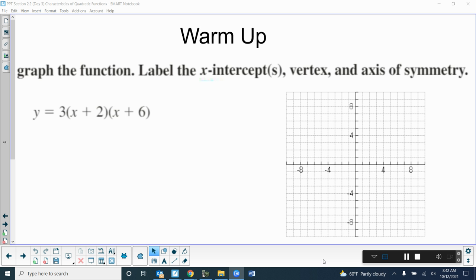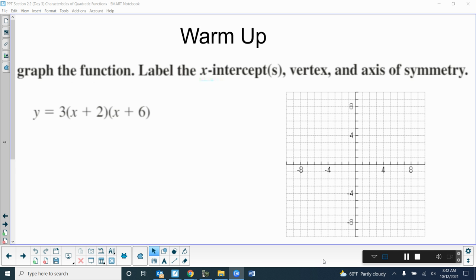All right, so let's do the warm-up first. Then we'll go over any questions you may have on your homework. Now, we just have one example problem today, and then you'll get your homework. You should have some time to work on it in class today.